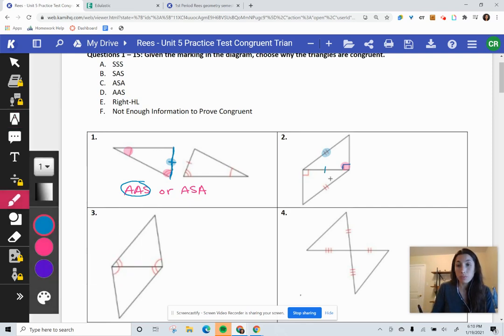Now, there are two ways when I look at this problem. This could be HL because it's a right triangle, or this could be side angle side, depending on where the angles and sides are located. Here's my angle, here's my side, and here's my side. Remember that the angle is not in between, so this one can't be side angle side. If I were to put this in the proper order, it'd actually be side side angle. Oops, side side angle does not prove congruent.